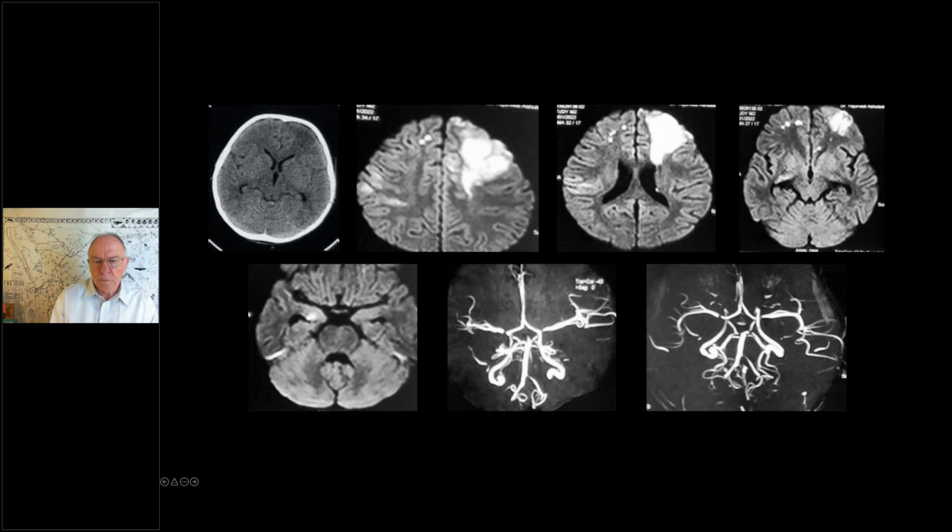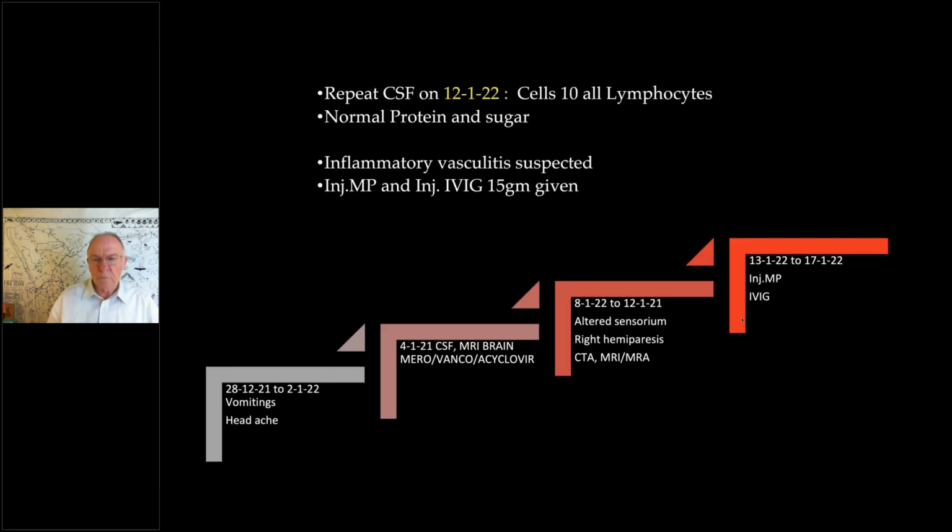So at this point, thinking of anything? At this point, in the presence of a bleed followed by bleeding in the posterior arteries, vasculitis was thought of, either infective or inflammatory. So he was started on methylprednisolone pulse therapy and IVIG. CSF was also repeated, which had normalized.